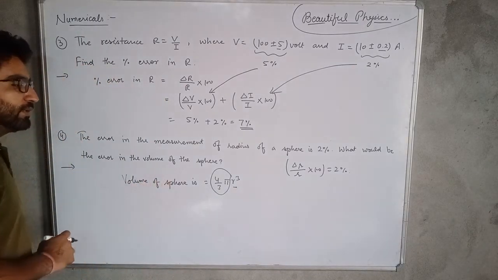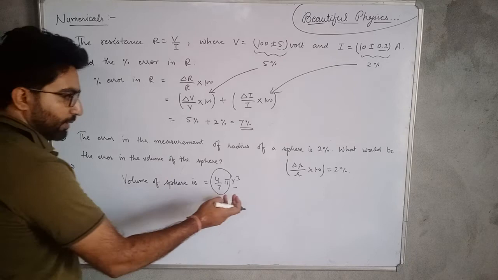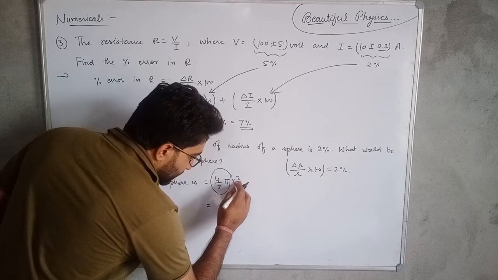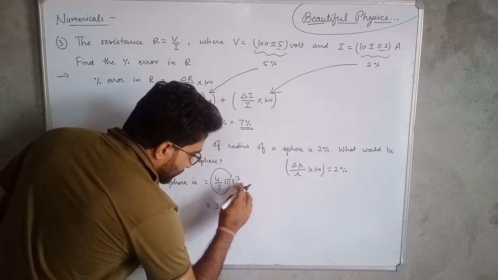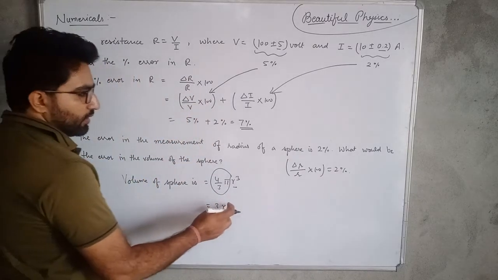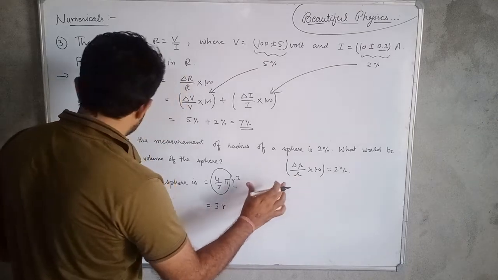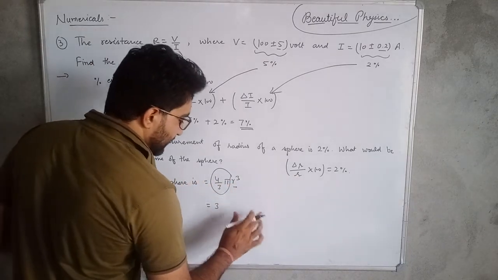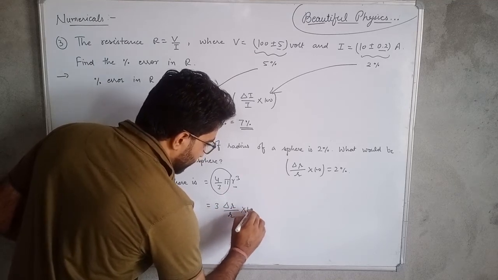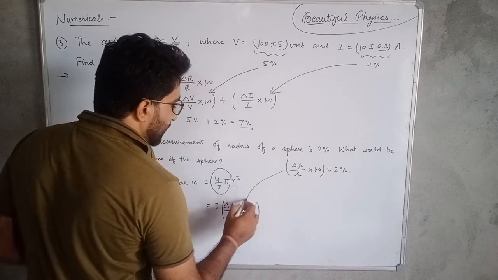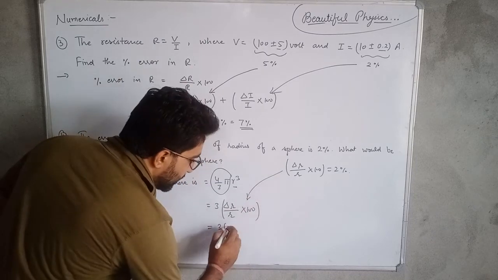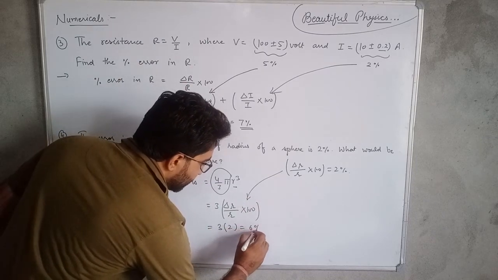When we find the percentage error in a power series, we simply bring the power forward and r remains the same. Then in the measurement of volume, the percentage error will be equal to 3 times delta r upon r into 100, and the value of delta r upon r into 100 is 2%. So the result will be 3 multiplied by 2, which equals 6%.